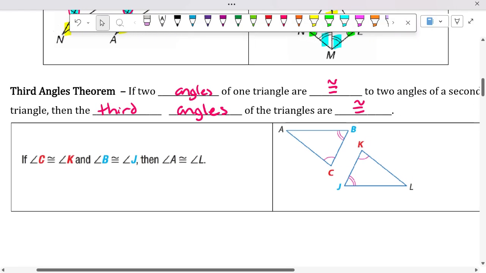All right, and here's the example. So they said that if C is congruent to K and B is congruent to J, that means that A has to be congruent to L. And again, that's just logic because we know all triangles have to add up to 180. So if 2 out of those 3 angles are congruent, it has to be the same thing for the other one.